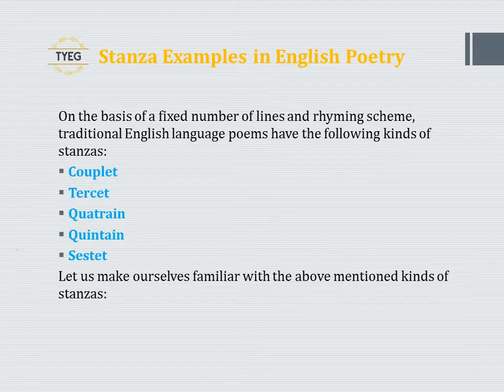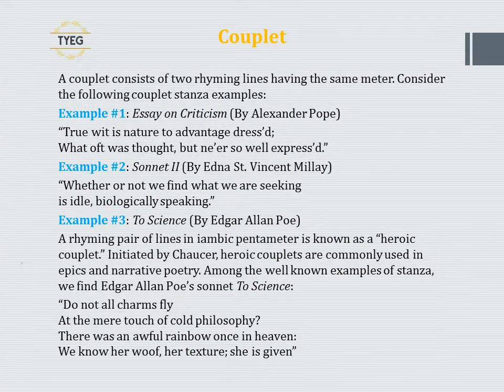Stanza examples in English poetry on the basis of a fixed number of lines and rhyming scheme. Traditional English language poems have the following kinds of stanzas: couplet, tercet, quatrain, quintain, sestet. Let us make ourselves familiar with the above-mentioned kinds of stanzas. Couplet. A couplet consists of two rhyming lines having the same meter. Consider the following couplet stanza examples.